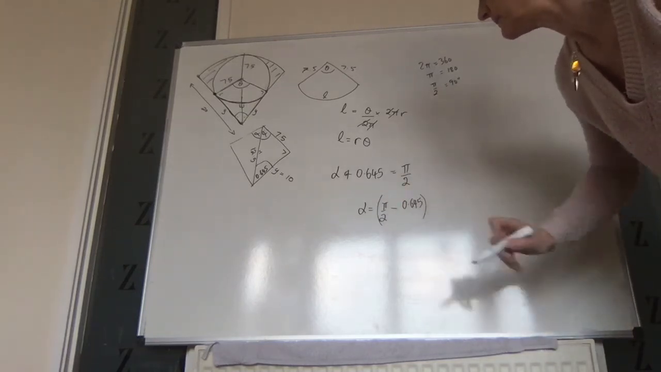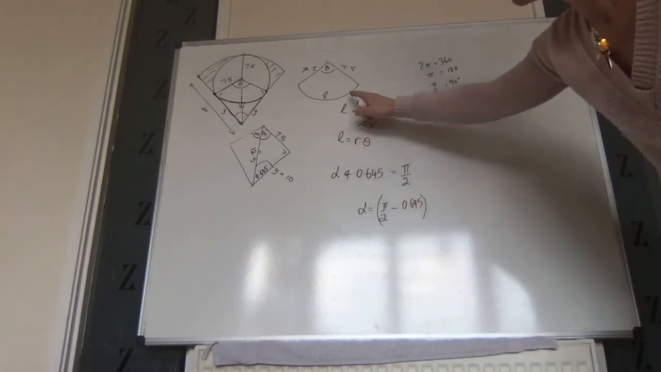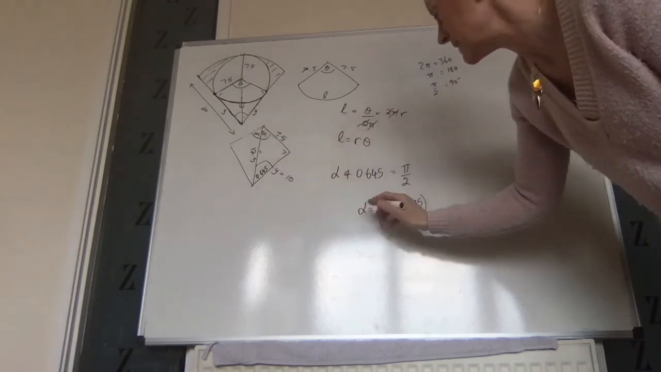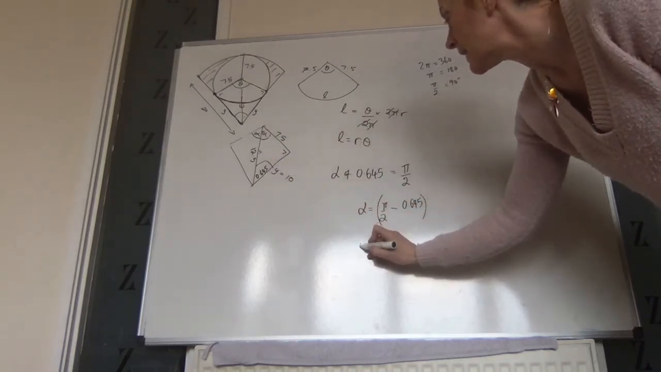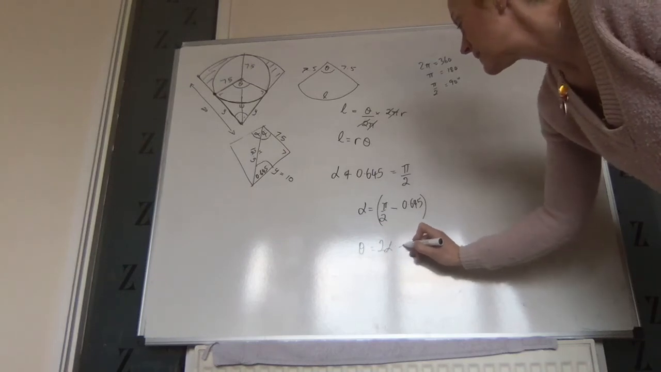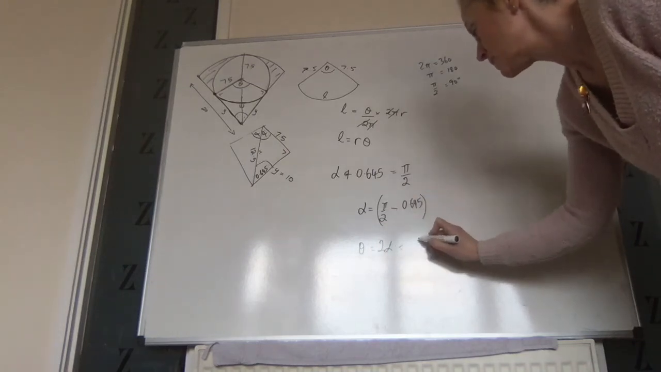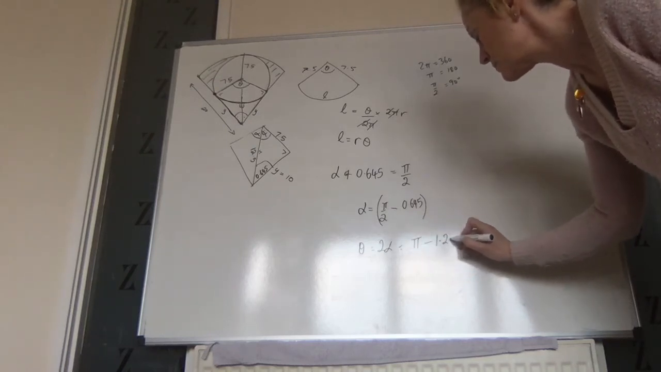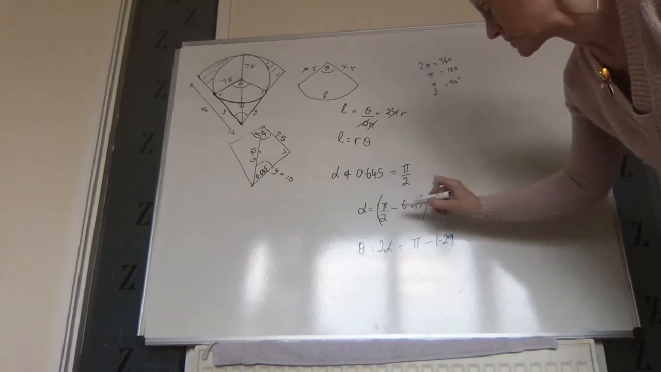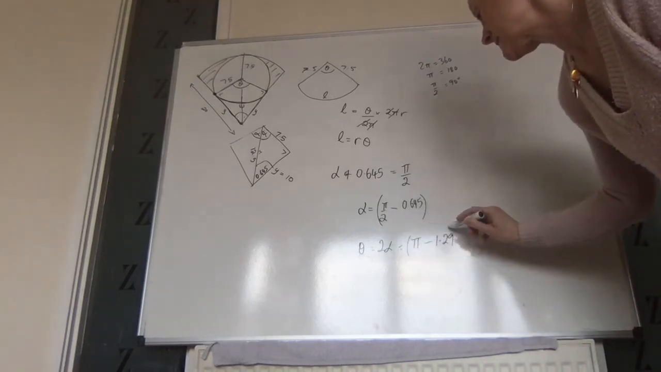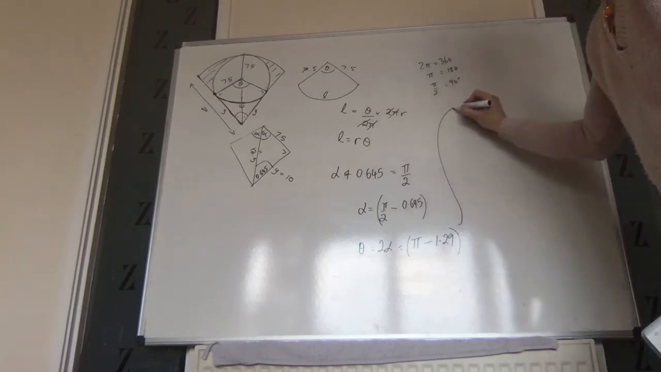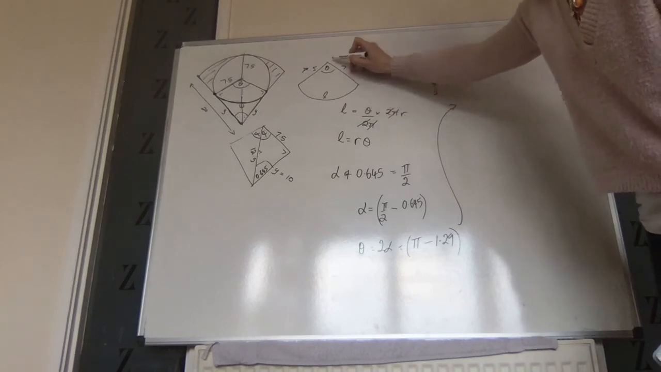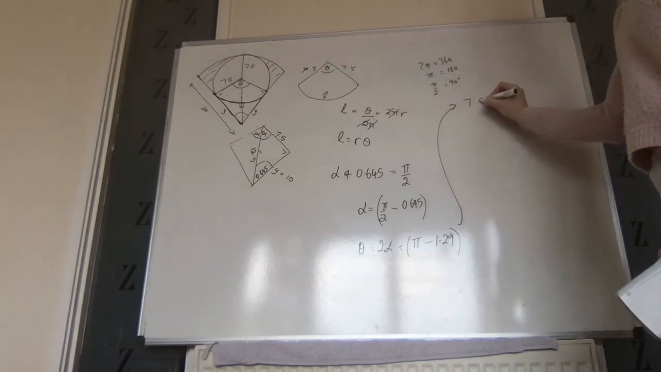Okay, so that's alpha. Now, we need to double that because that's only one side here. So our theta will be twice alpha, which is multiply that by 2. So 2 times pi over 2 is pi minus 1.29. So that's our theta.